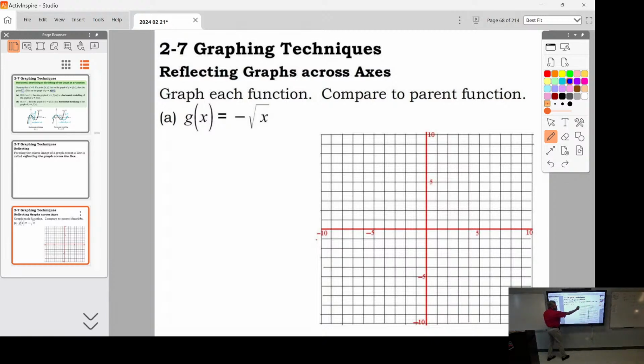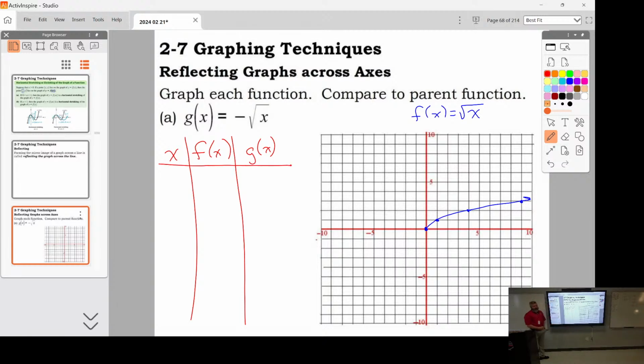What is the parent function? f(x) equals the square root of x. That's the parent function. Can you take the square root of a negative number? No. The domain of this guy is from 0 to infinity, right? Square root of 0 is 0. Square root of 1? 1. Square root of 4? 2. Square root of 9? 3. All right. So here is the parent function. We plugged in 0. The square root of 0 is 0.